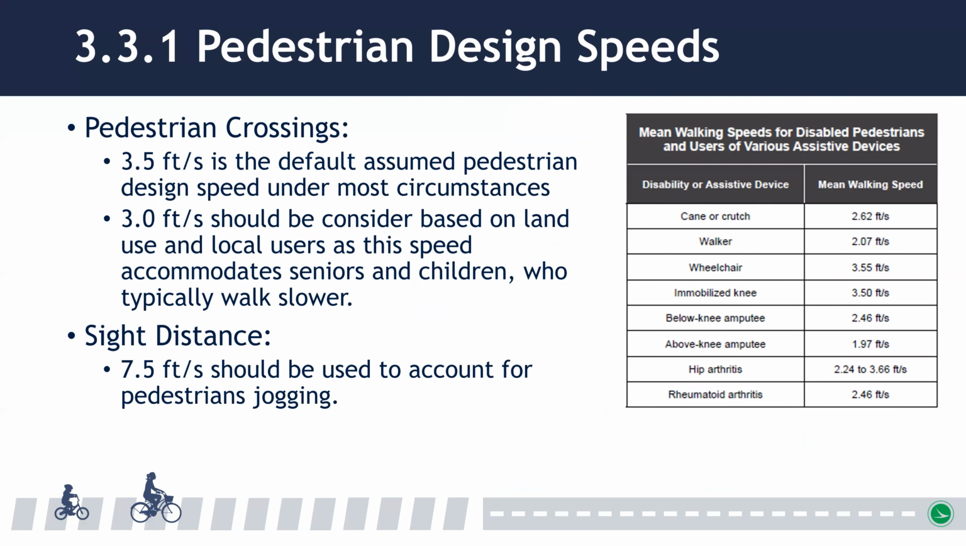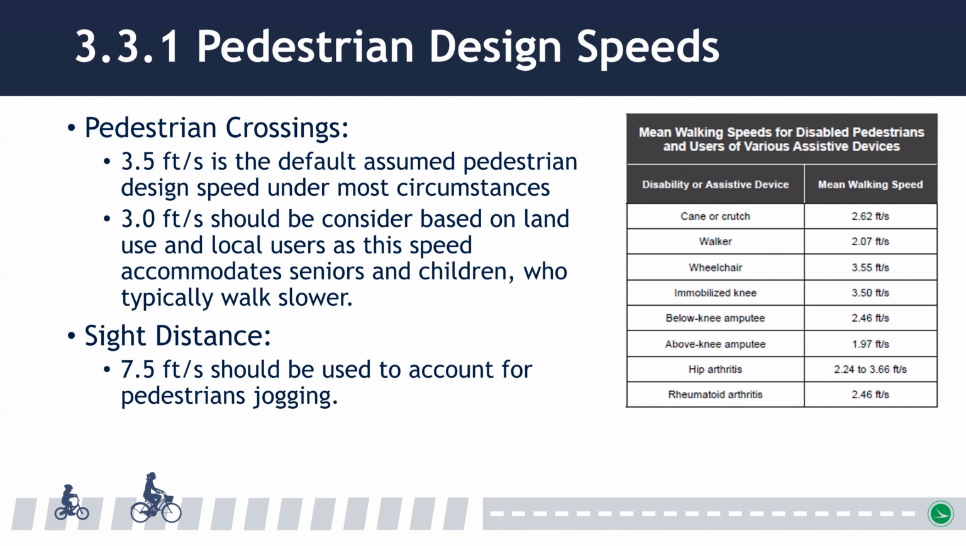Pedestrian design speeds are primarily used for determining pedestrian clearance intervals at signalized intersections, but are also used for determining sight distances at some uncontrolled crossings if pedestrians are looking for gaps in traffic. Pedestrian speeds can vary based on physical ability, mobility device used, age, and trip purpose, and in most cases will range from 1 to 4 feet per second. 3.5 feet per second is the default assumed pedestrian design speed under most circumstances.